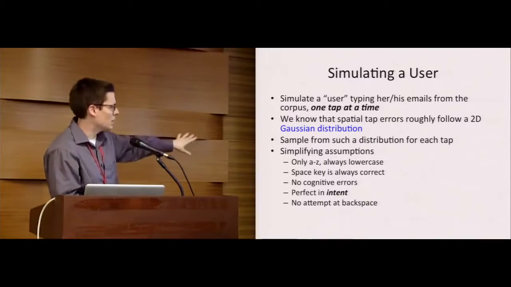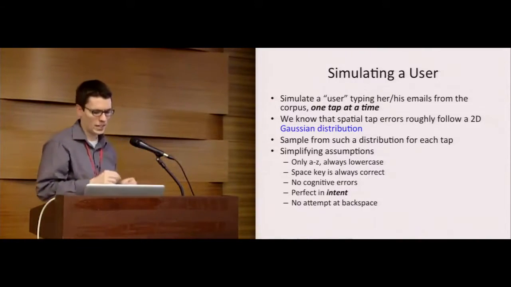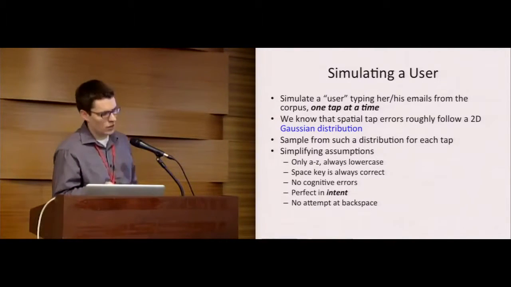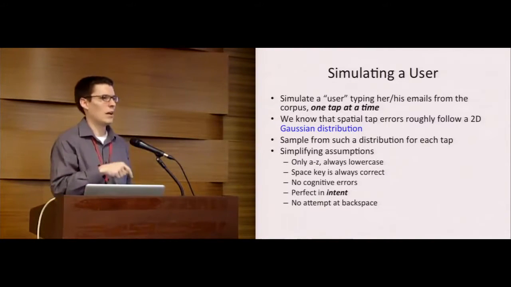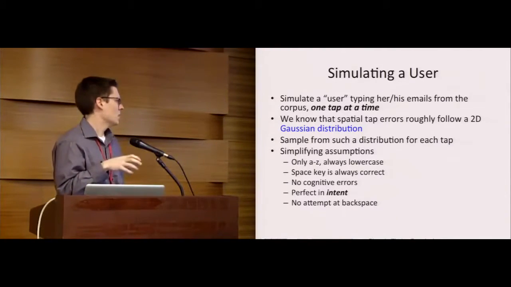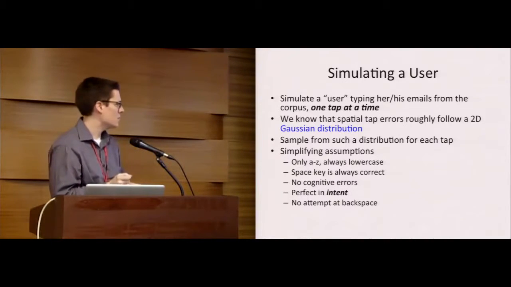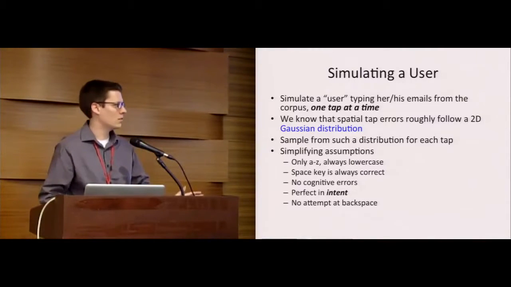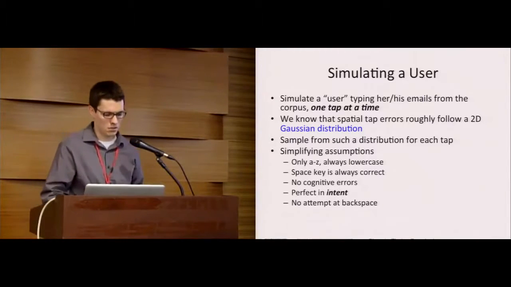For instance, we made the corpus only A through Z. We made it so the space bar was always correct. It's kind of a weird key on the bottom there. It's kind of harder to model. We didn't have cognitive errors, so if there are any typos, we assume that was correct. And we didn't assume that the person would try to go back. They're always typing, they're always aiming for the right key, and they never try to go back. Backspace is actually a very interesting subject, and if you're interested in that, I suggest that you read my dissertation when it is done.